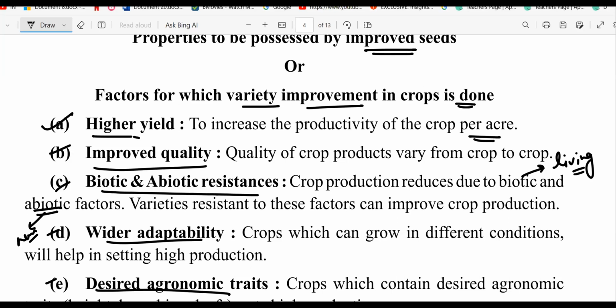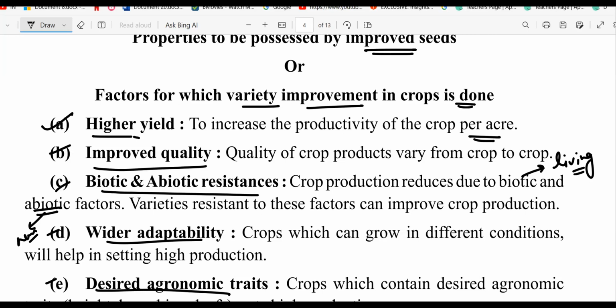Abiotic means non-living factors. For example, if the soil is not nutrient rich, we need to add manure to it. And if the water supply is not there, irrigation is not proper, then we have to give proper irrigation. So biotic and abiotic resistance means crop production reduces due to biotic and abiotic factors, where a variety resistant to these factors can improve crop production. If you are using different varieties of crops, it can help us improve. You understood?